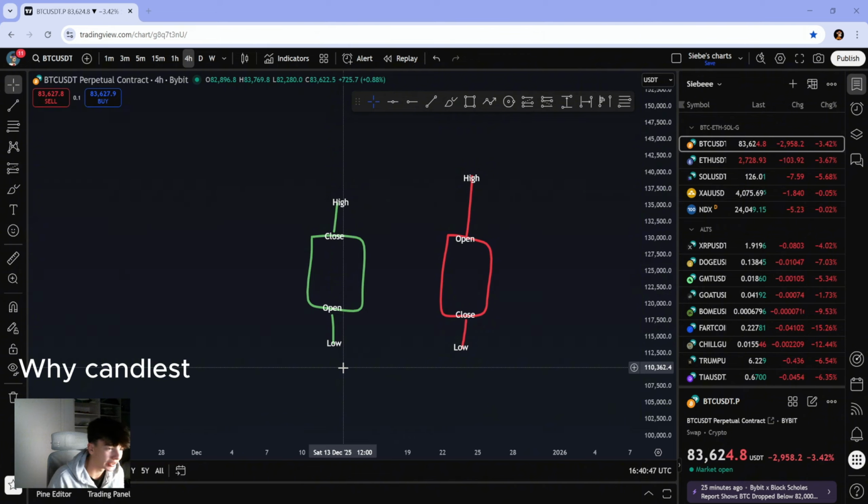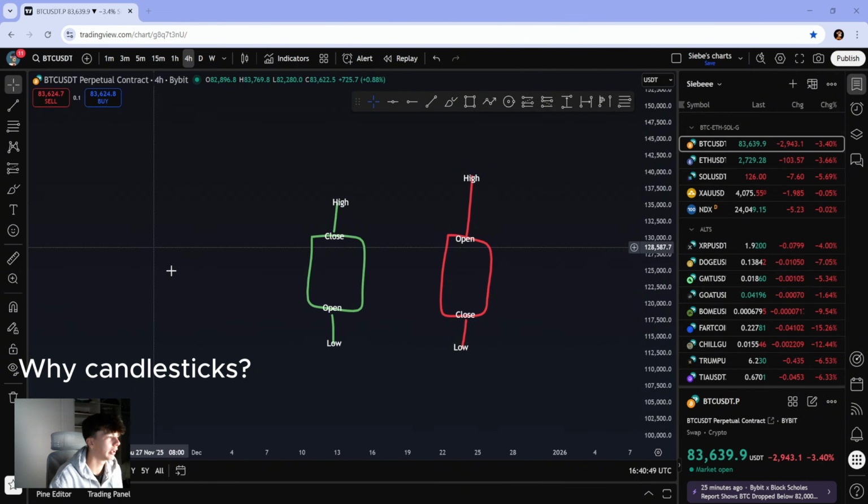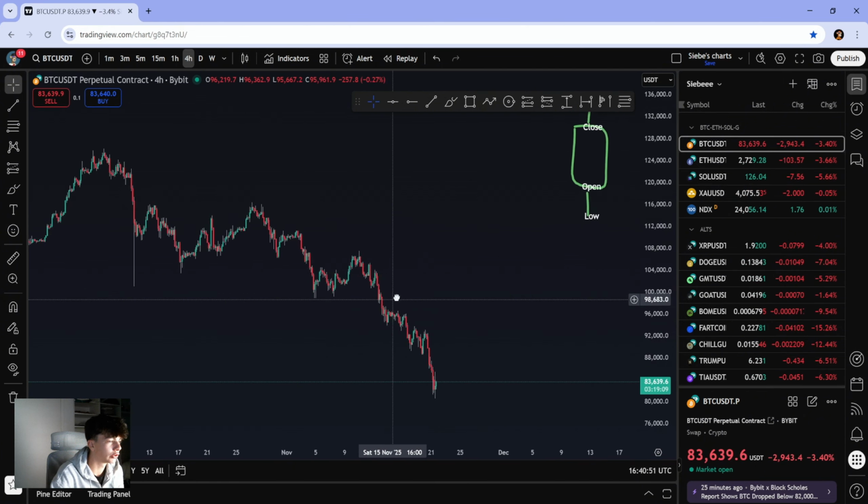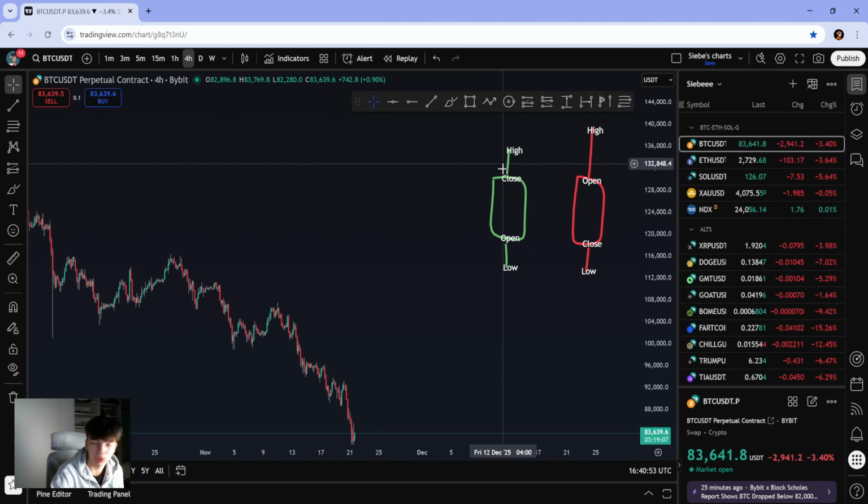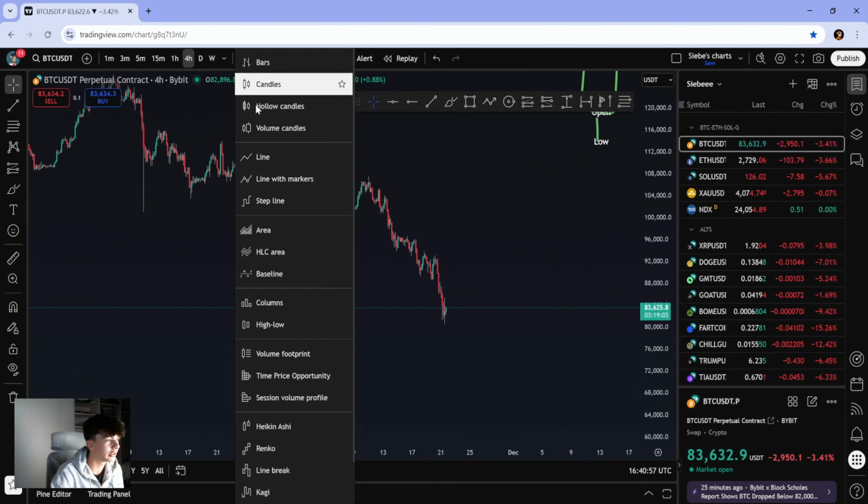Now more about that lines thing. Why don't we just use lines? I can actually show you. So as I already mentioned, with candlesticks we can exactly tell what price did on this time frame. Imagine I say let's use lines.